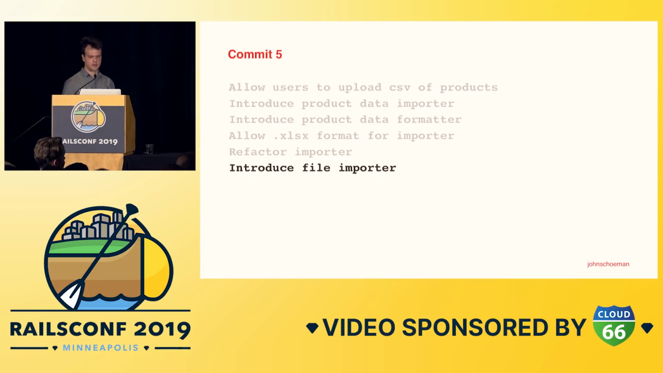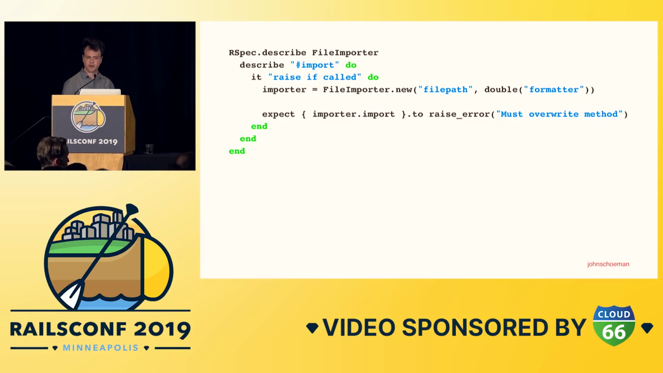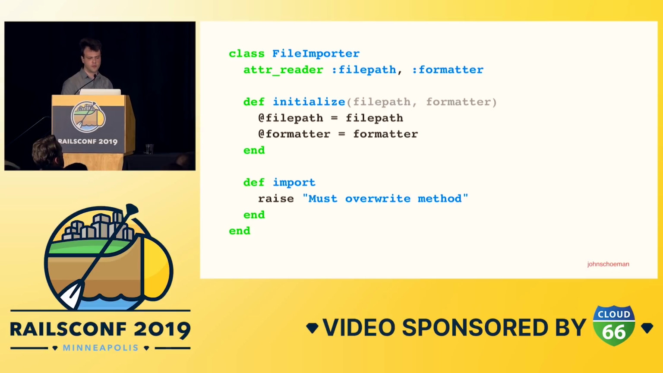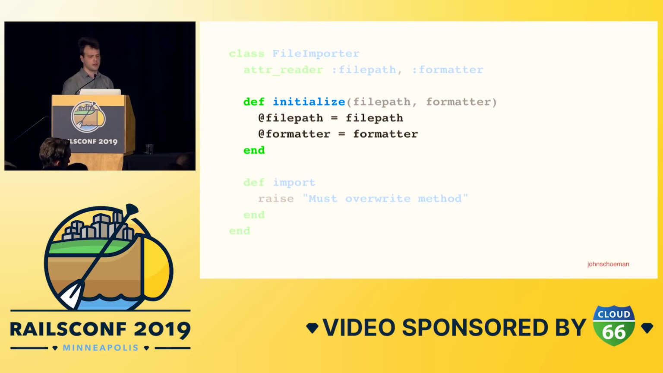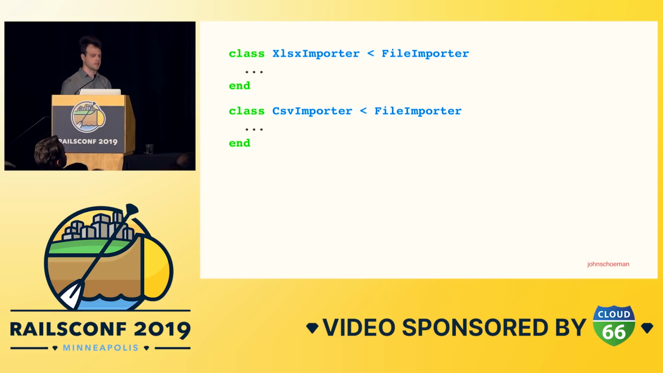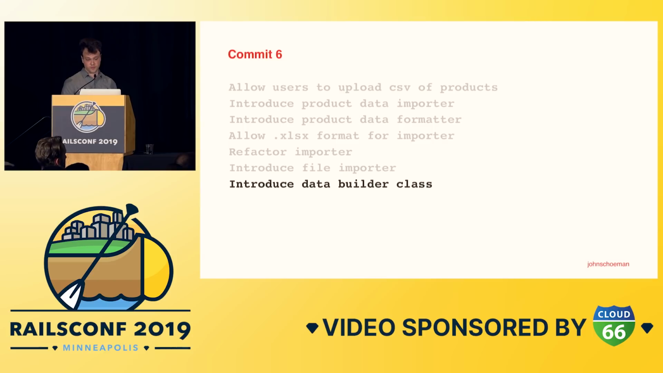We notice that there's a lot of kind of duplication between those two implementations, so we'll abstract a class for them to inherit from. We'll pull out a file importer. We will start with our spec, instantiate the file importer. This one, all we'll do is make sure that someone overwrites the import method that we've provided. Here's the implementation. And now we can share that code amongst the Excel importer and the CSV importer, and life is good.